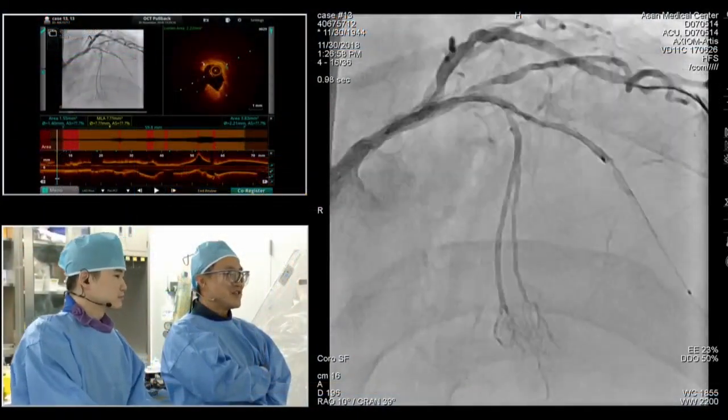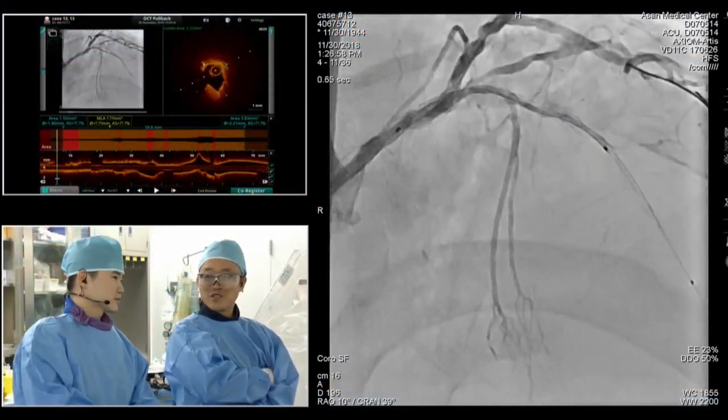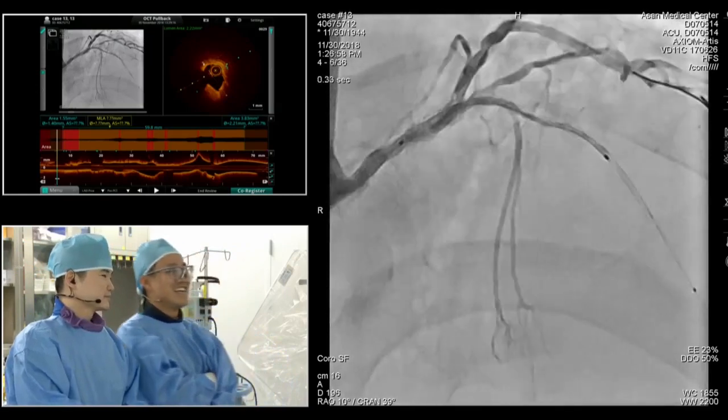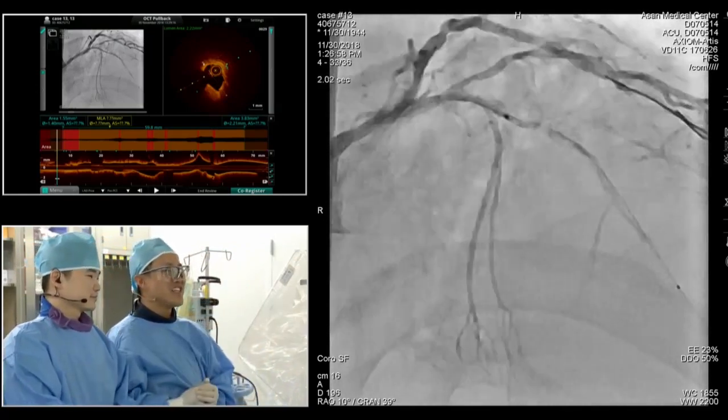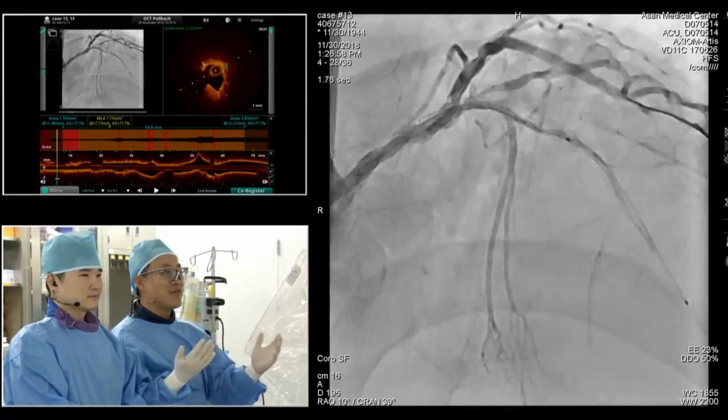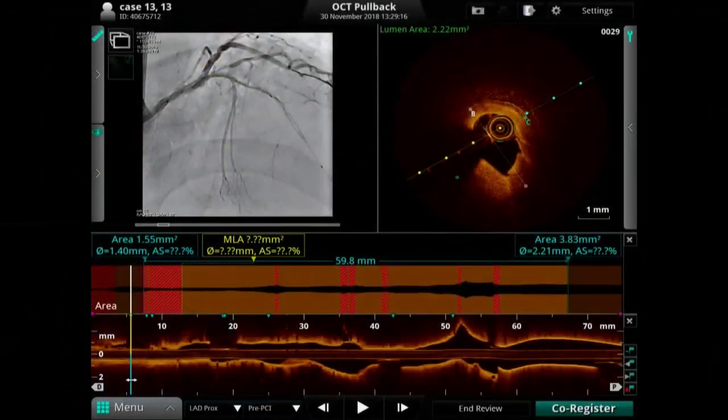This patient is randomized to just balloon angioplasty. Balloon angioplasty, right. Okay, good luck. We checked the OCT, and can you explain what the interesting finding is?